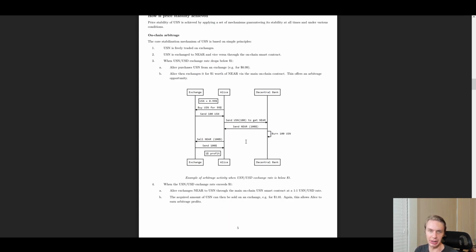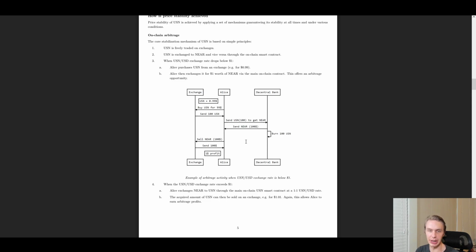Now, there's one thing I want to mention before I get into that. They're going to start USN off as a kind of double collateralized asset. The way they're going to do that is this decentralized bank is not just going to have NEAR in it, it's also going to have USDT, a separate centralized stablecoin. For the first $1 billion worth of USN that's minted, they're going to have one USDT backing it. So there's going to be 1 billion USDT in this decentralized bank to backstop the first $1 billion worth of USN. So that does provide some security, right?